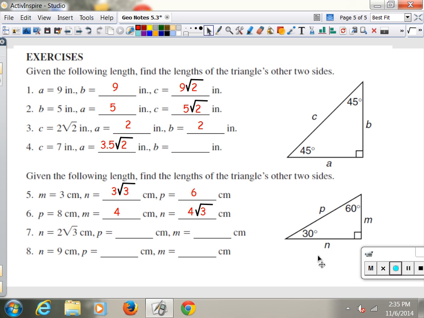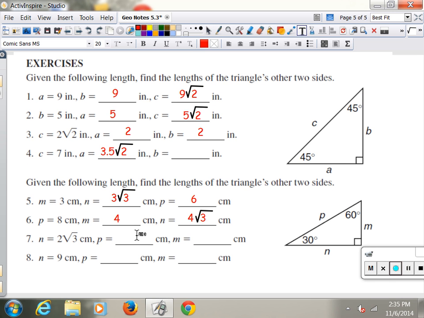Okay, 2 radical 3 is our long leg. What must have been our short leg then? Must have been a 2 because 2 times radical 3 would make the long leg. So the short leg M would have to be a 2. And if you double it, you'll get your hypotenuse, which is 4, yes. Okay, last one is the tricky one. I'm going to actually put this one on the picture.